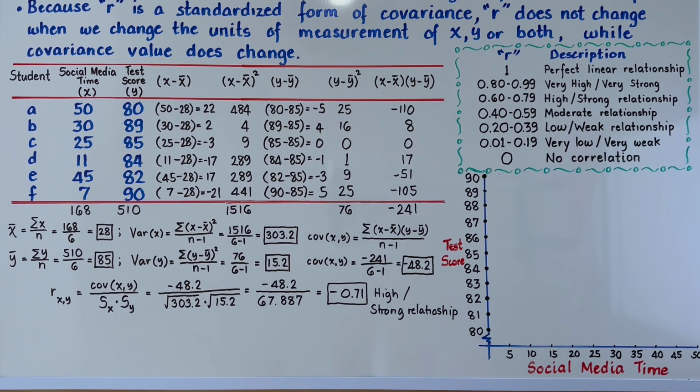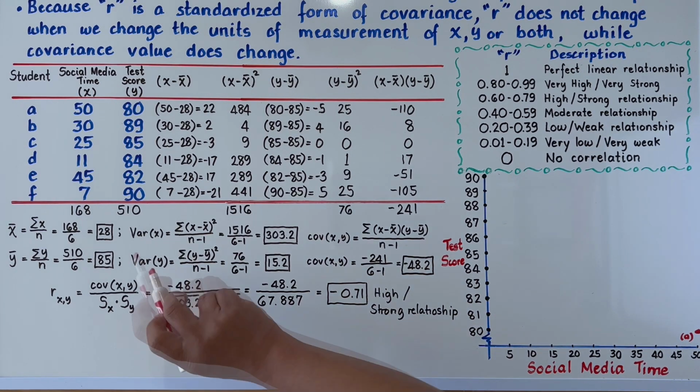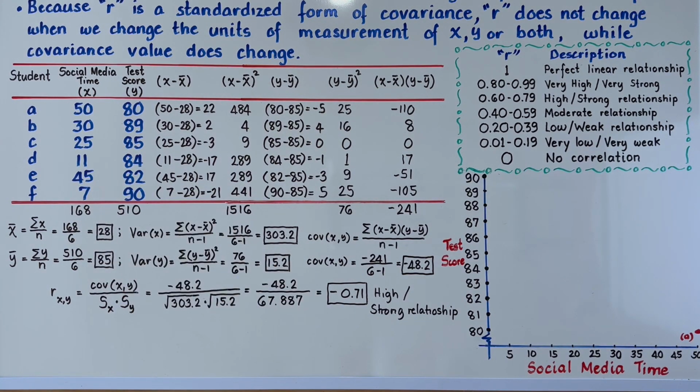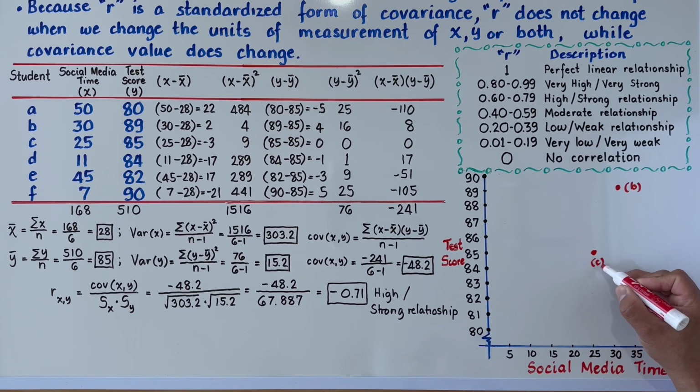So let us plot the data points in a scatter plot. So when the social media is 50, the test score is 80. So 50, that is 80. So it's here. So this is our student A. And then for 30 minutes, 89 is the test score. So 30, and then the test score is 89. So this is our student B. For 25 minutes, 85 is the test score. So 25, you will have 85. So this is our student C.